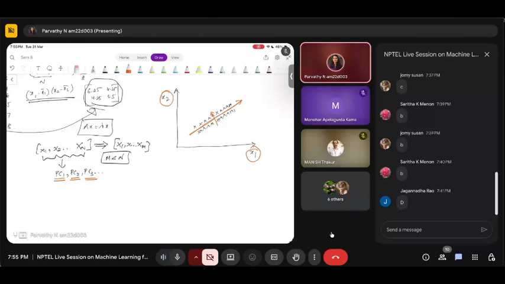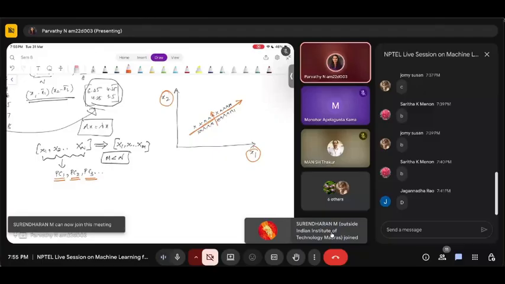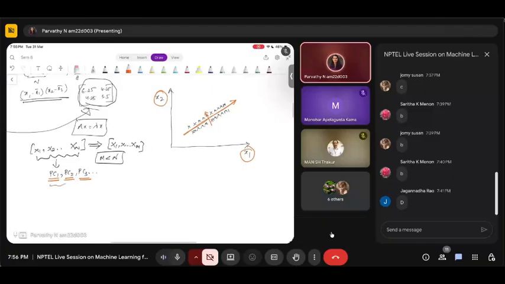Now, we have to find how much of the variance in the data is explained by these principal components. So we can take the first principal component, second principal component, third principal component, sum them, and then find how much of the variance is explained by these components.